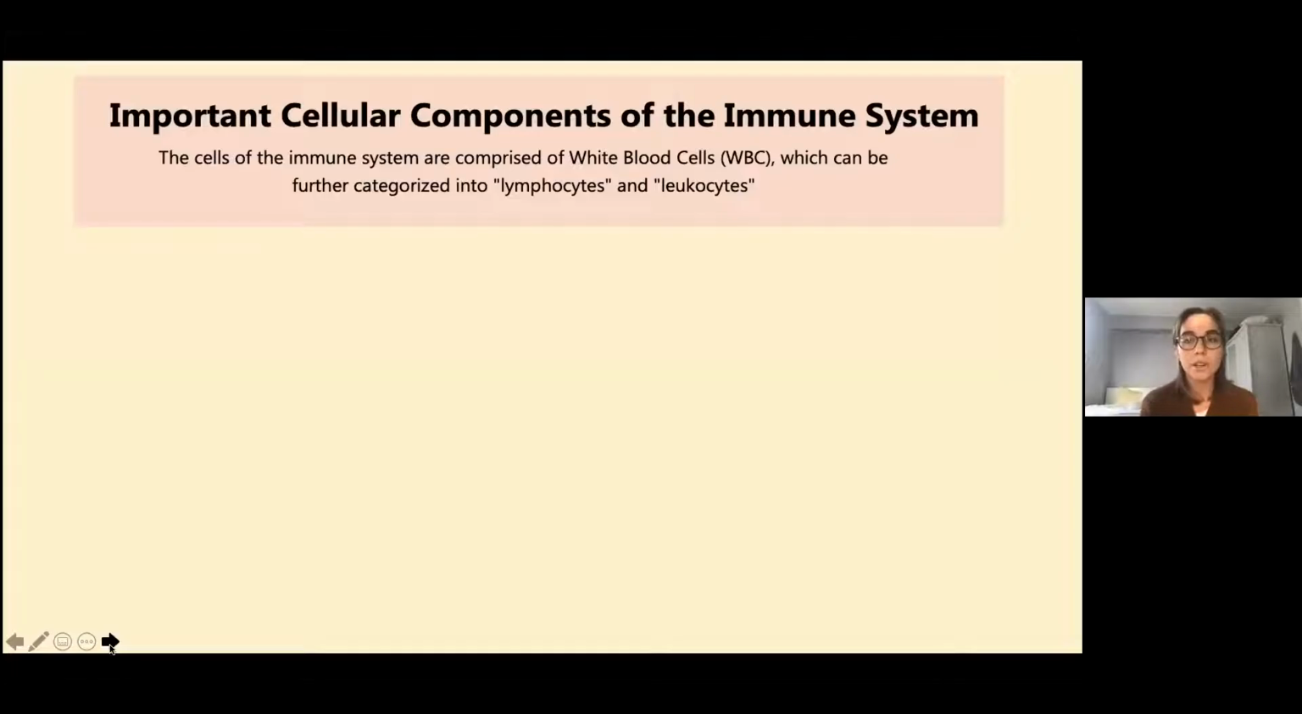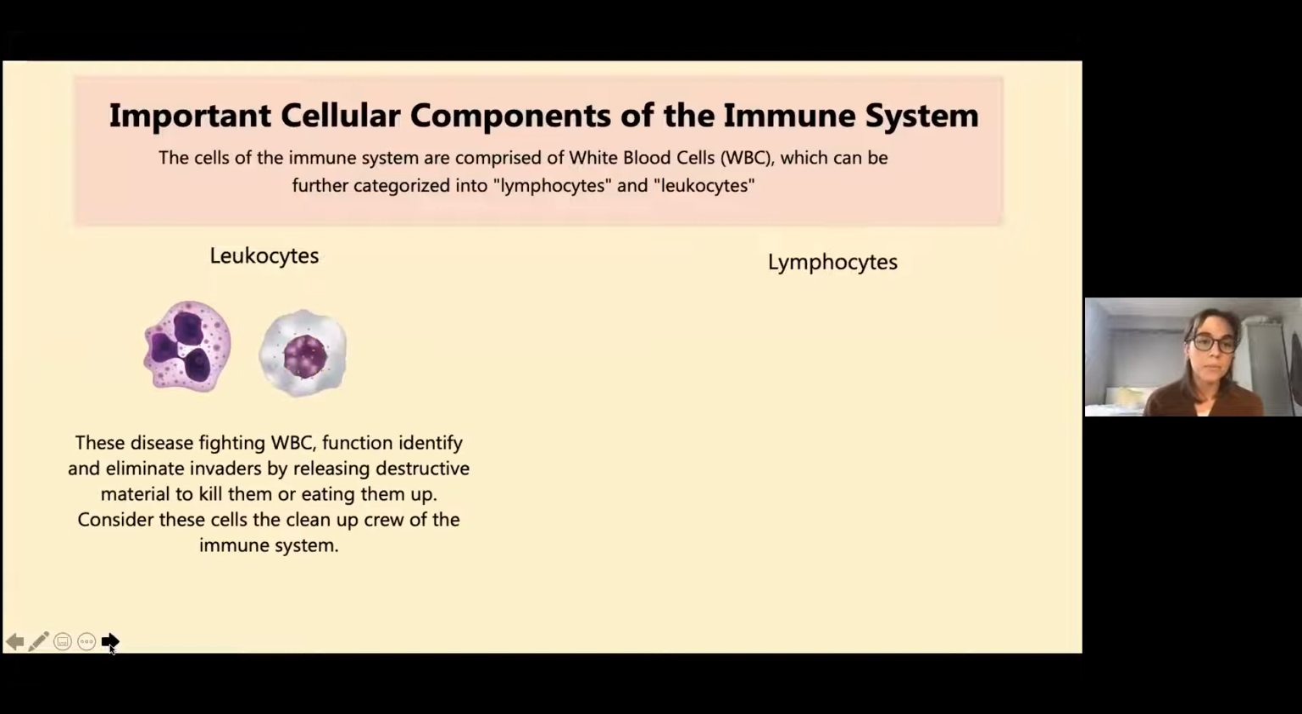To understand what an immune response is, we must understand the important cellular components of the immune system. The cells of the immune system are comprised of white blood cells, which can be further categorized into lymphocytes and leukocytes. We'll first start with leukocytes. Leukocytes are the disease-fighting white blood cells, so they function to identify and eliminate invaders by releasing destructive material to kill them or eat them up. I like to consider these cells the cleanup crew of the immune system.